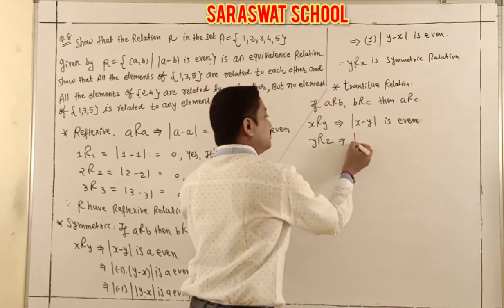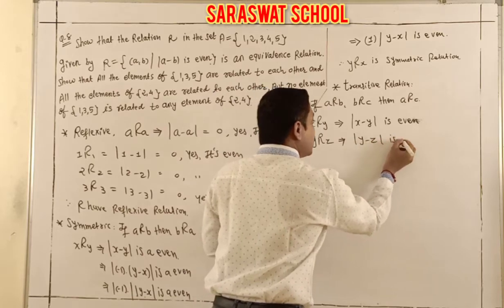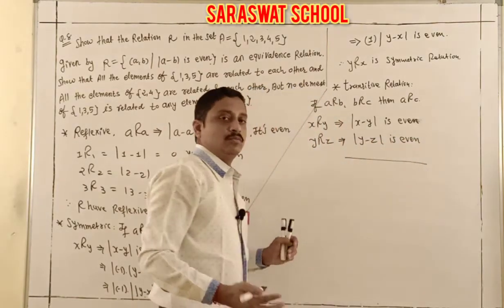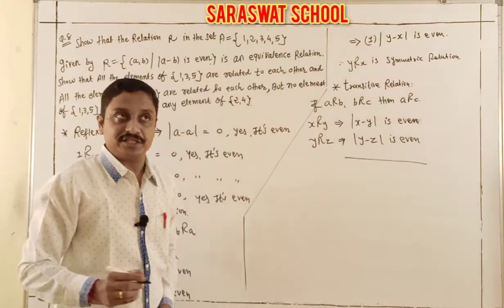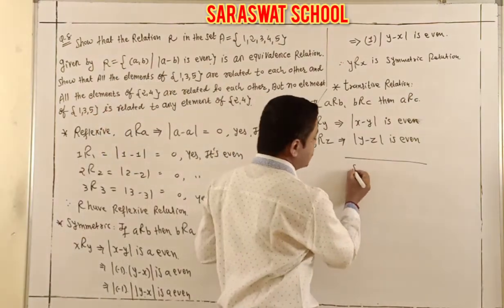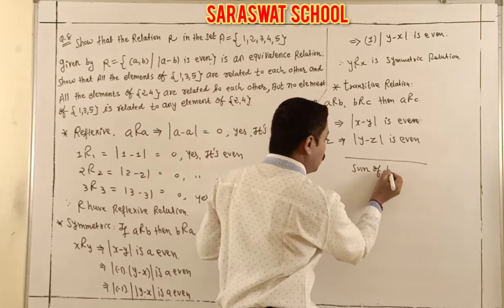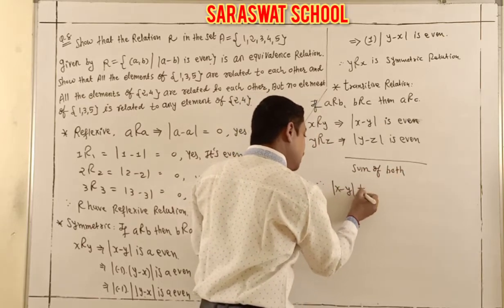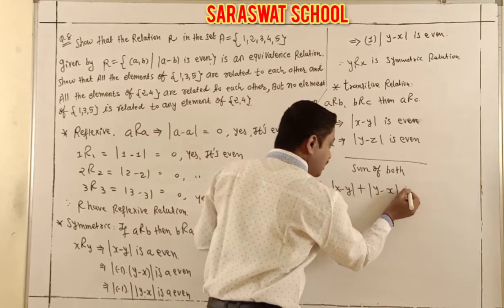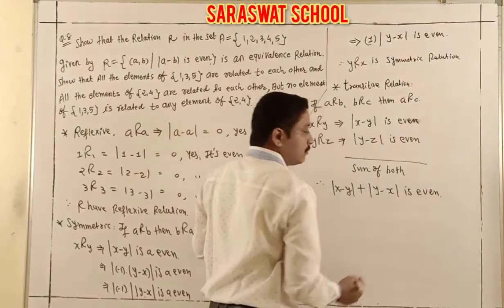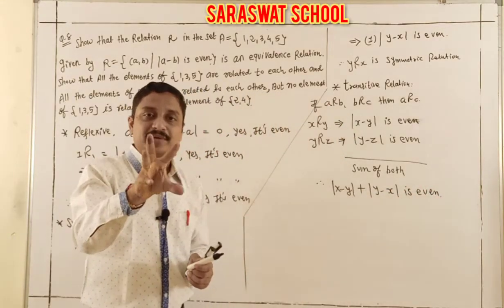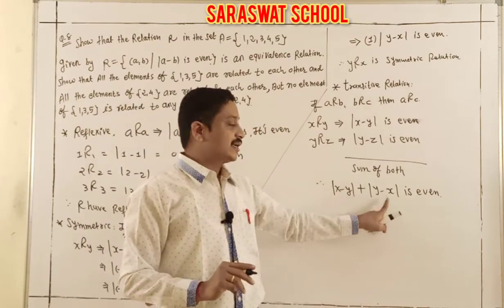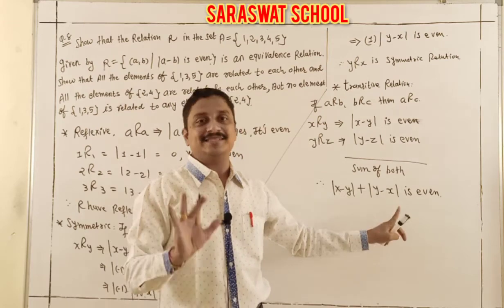Yes, next, y minus z is even. I just write down both of the summation. Yes, sum of both. So what you get? x minus y plus y minus x is even, because an even number plus an even number is equal to an even number. So I just write down x minus y and y minus x is even.